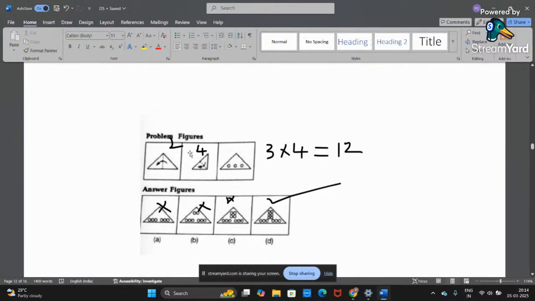So there are three holes, and how many folds are there? Four. So we have to multiply the number of holes by the number of folds. Finally, there are four folds. So 3 into 4 is 12. In this, we have only 6 holes, so this is not the answer. Here we have 8 holes. This is not the answer. Here we have 10. This is also not the answer. Here we have 12. So finally, we need to get 12 holes, so this is the answer.